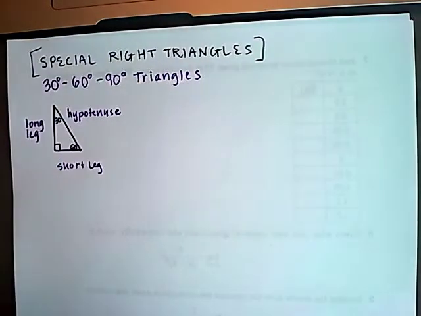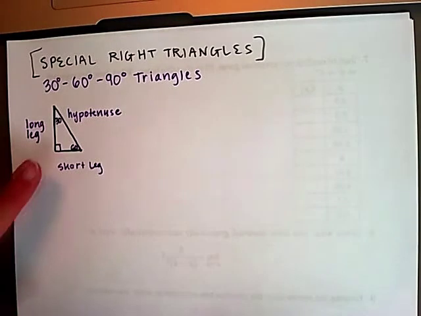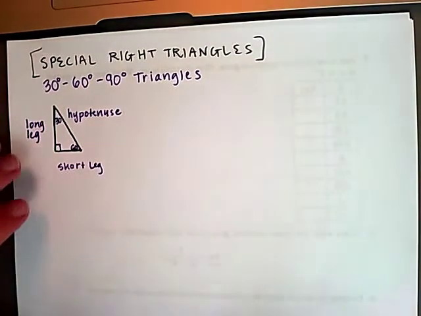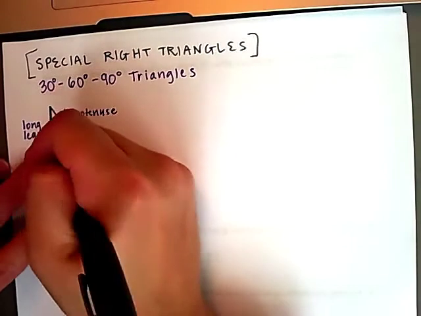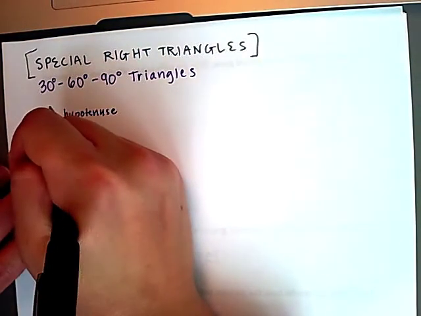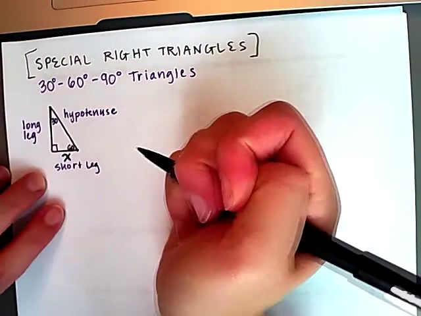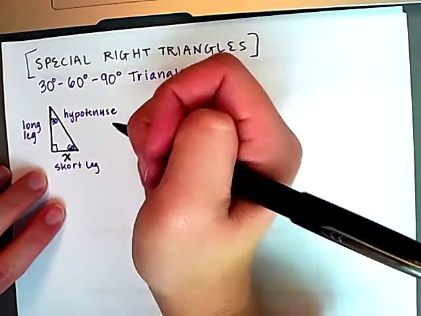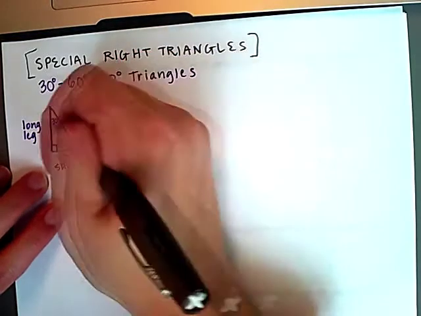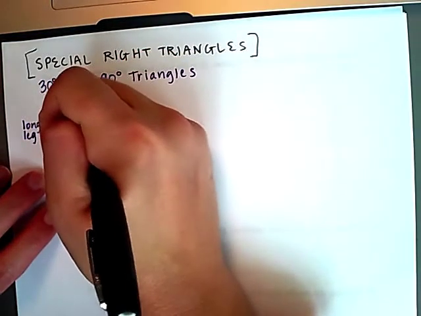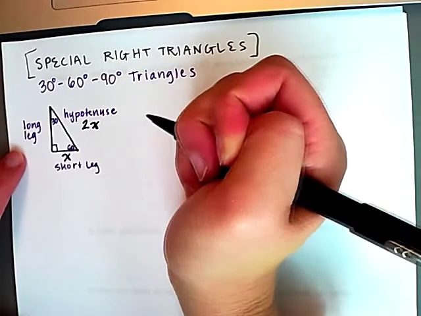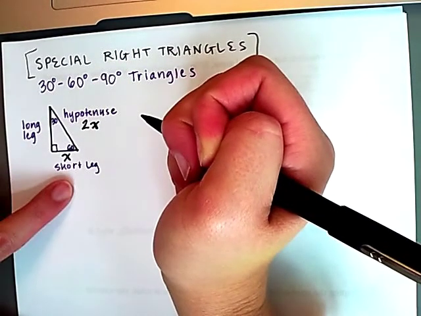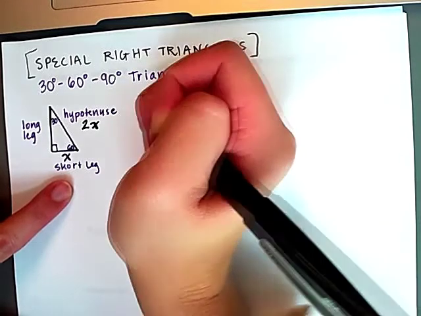We should always be able to tell when we look at a picture which one is the short one and which is the long one, just visually by which one is longer. The relationships that we saw in the exploration were that if we call the short leg x, then the hypotenuse is always 2 times that, so I'll write 2x. And the long leg is the short leg times the square root of 3.